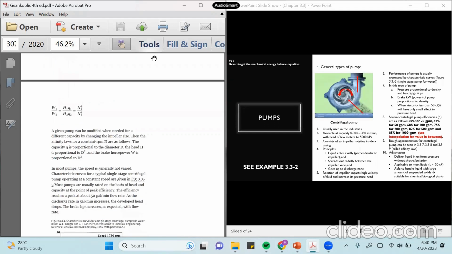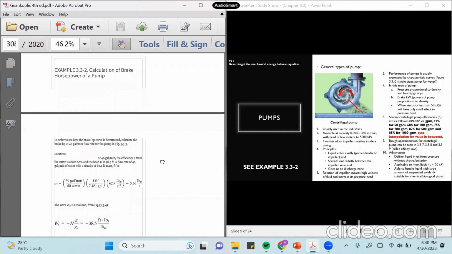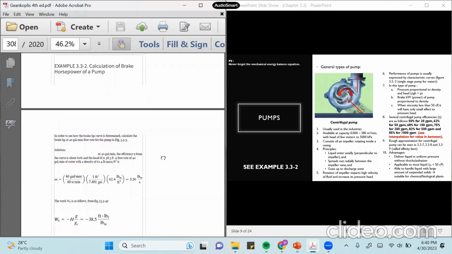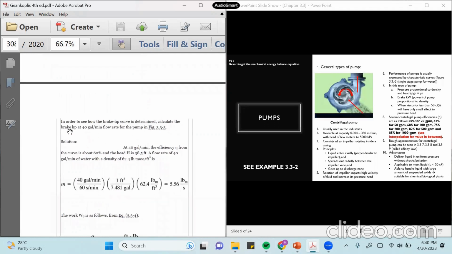Okay, we can see example 3.3-2. In order to see how the brake HP curve is determined, calculate the brake HP at 40 gallon per minute flow rate for the pump in figure 3.3-3.